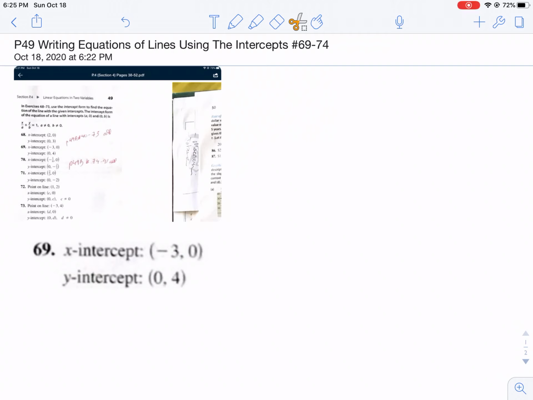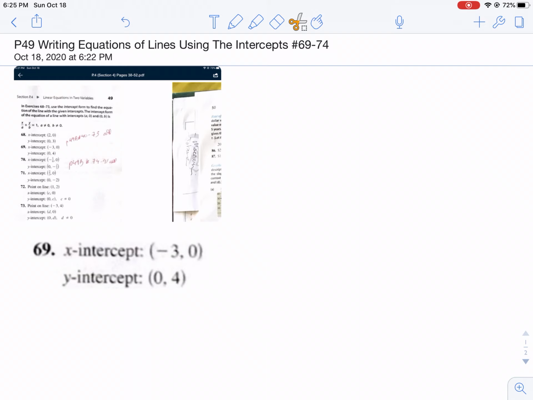All right, class. I'm going to show you how to write the equation of a line by using its x and y intercept if they are given to you. And these are the problems from page 49, number 68 through number 73. Okay, so this is number 69.